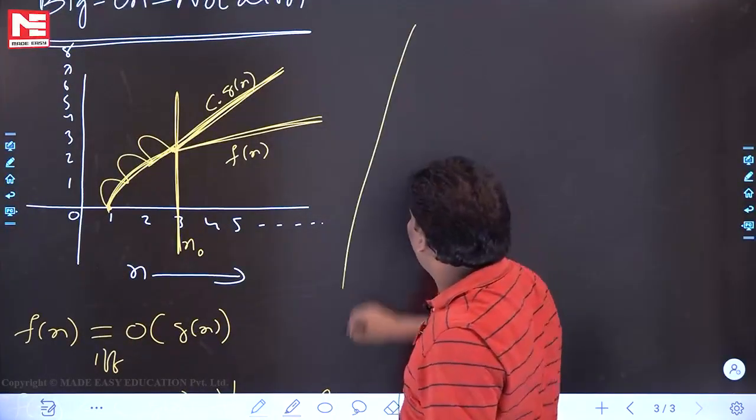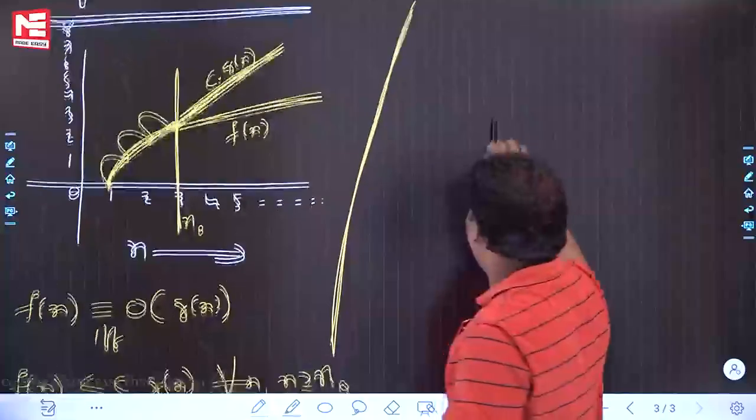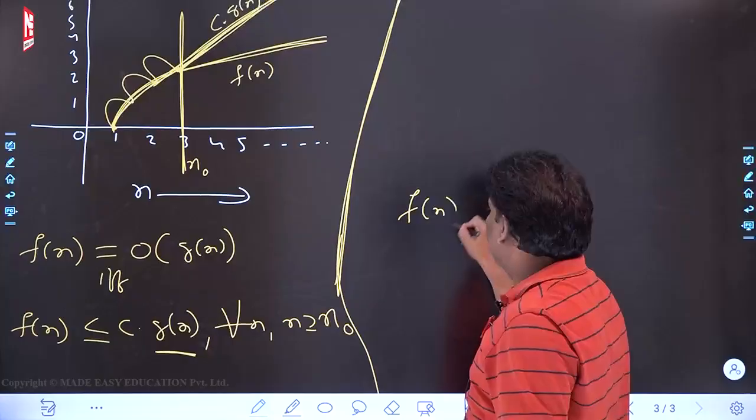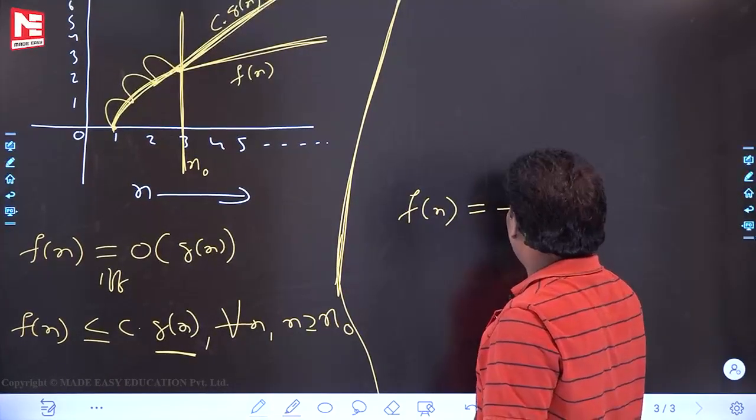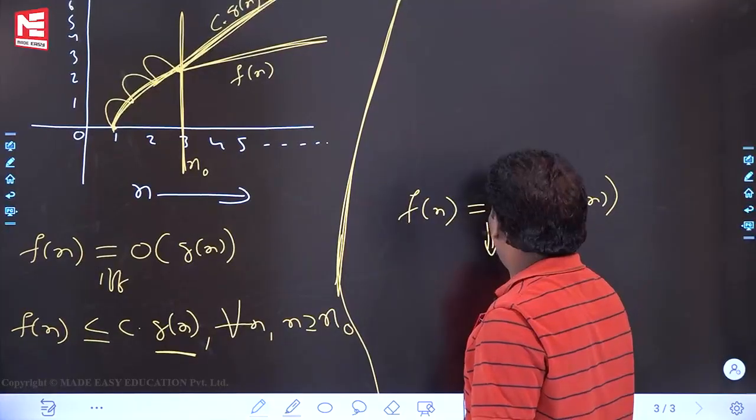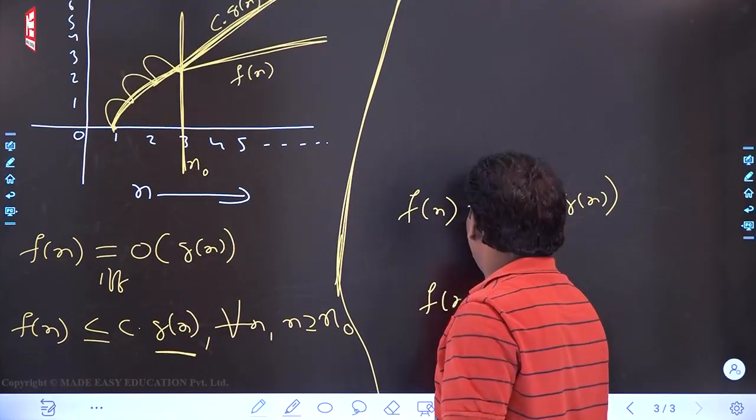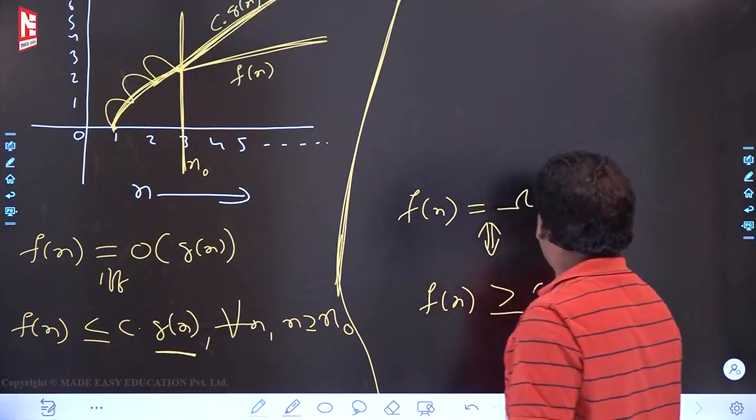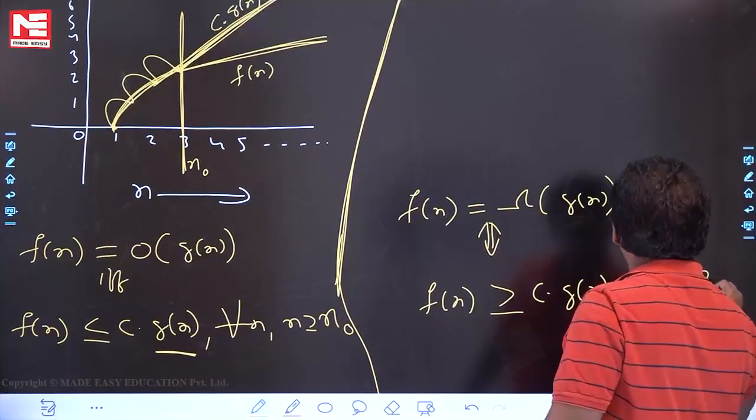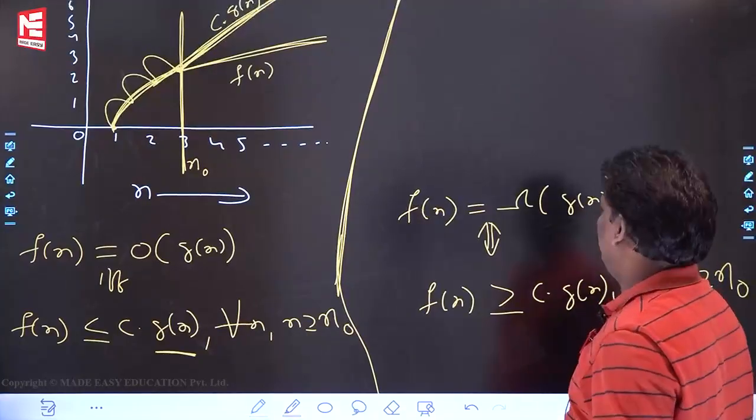Can you help me? What is the meaning of omega? Same story. Let me write omega now. Please see, f of n is omega of g of n if and only if f of n is greater than or equal to some c into g of n for all n where n is greater than or equal to n0, right?